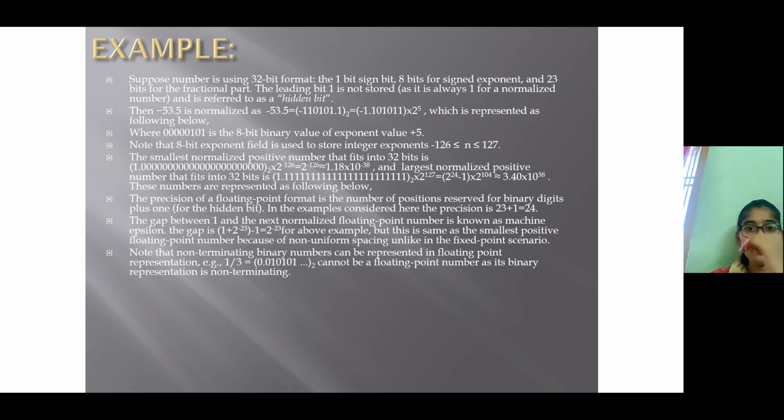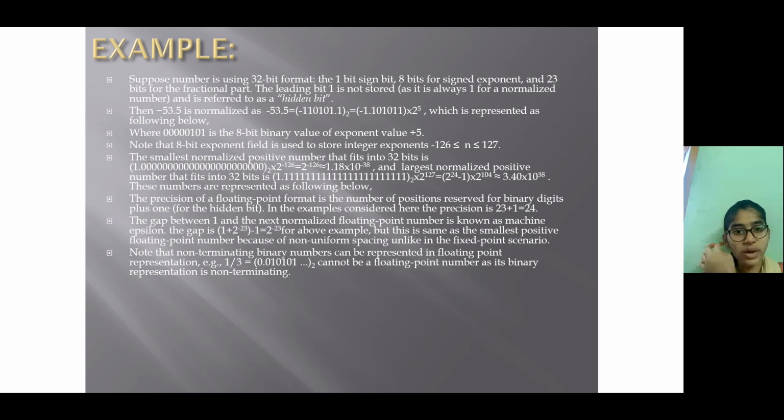Here, in this example, 00000101 is the 8-bit binary value of the exponent value 5. Now, the 8-bit exponent field is used to store integer exponents in the range minus 126 to 127. The smallest normalized positive number that fits into 32 bits is shown here, and the largest normalized positive number that fits into 32 bits is also shown here.